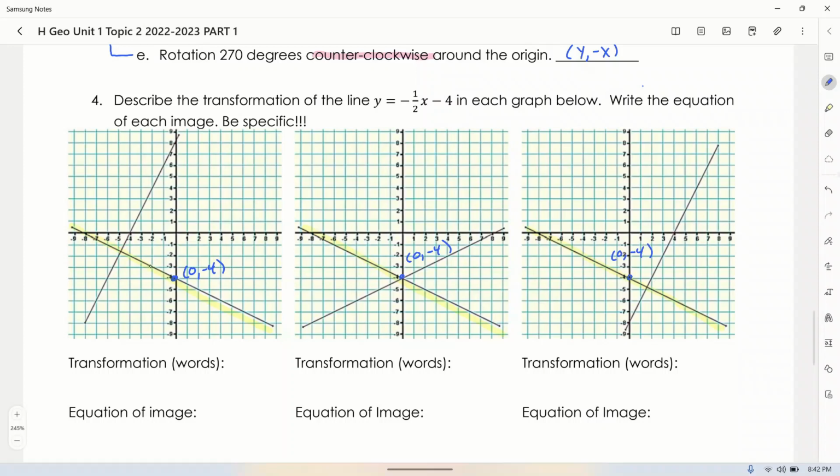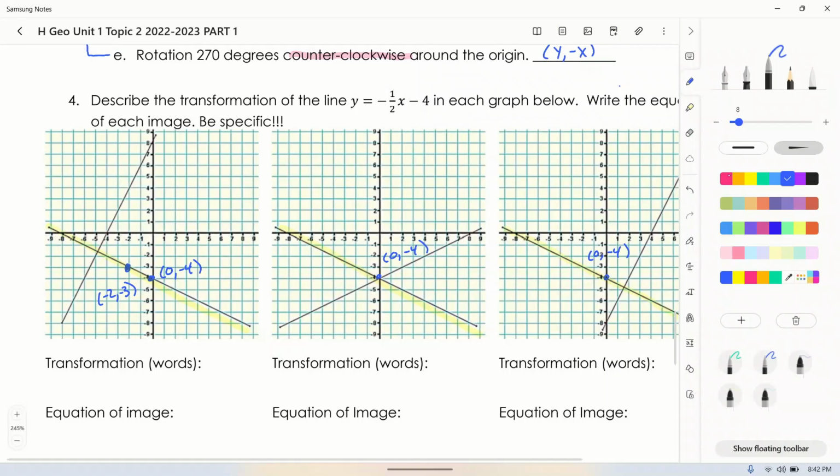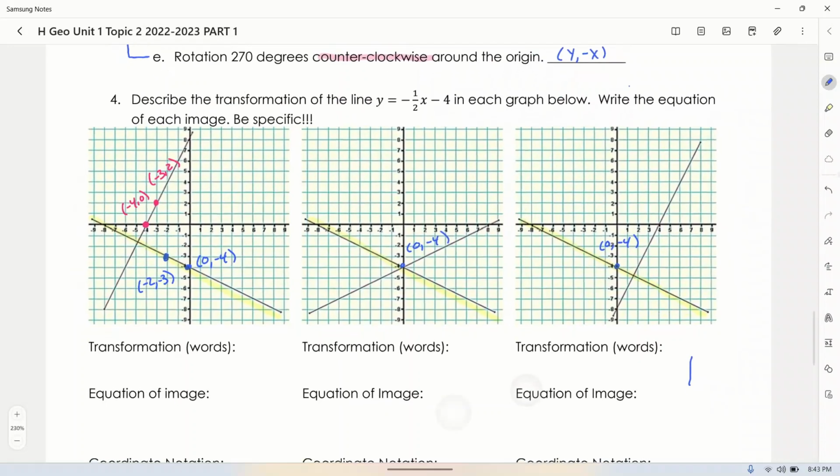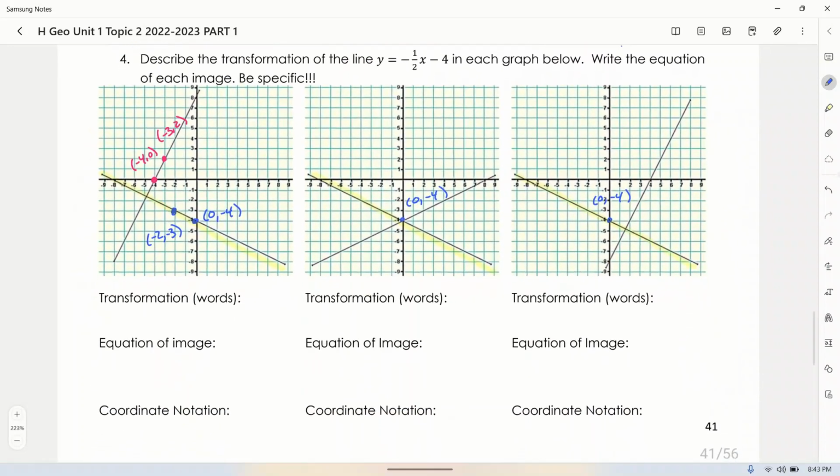On the first graph, I want us to note the point 2, negative 3. Let's start there. Okay, so we have 2 points on the original graph. And on the transformation graph, there's a well-defined point at negative 4, 0, another well-defined point at negative 3, positive 2. And by looking at those and comparing the x and the y values here, we have enough to fill in all three pieces below. Okay, so let's look at all three pieces below.